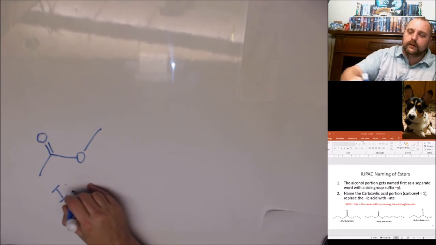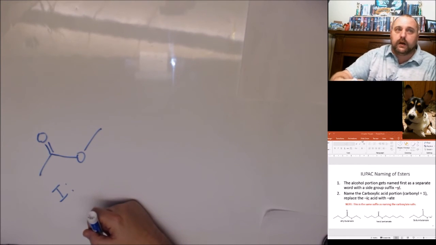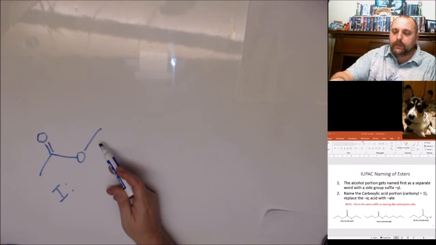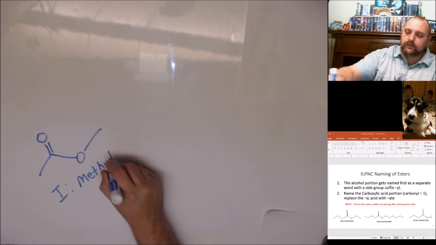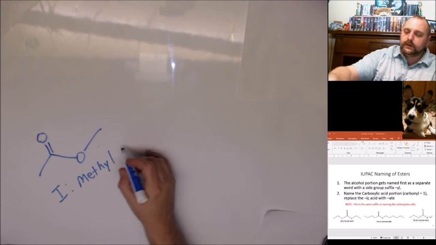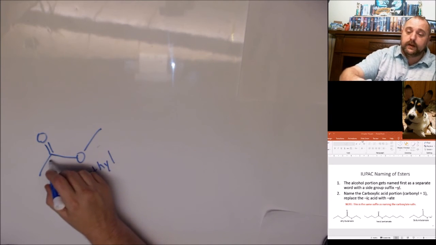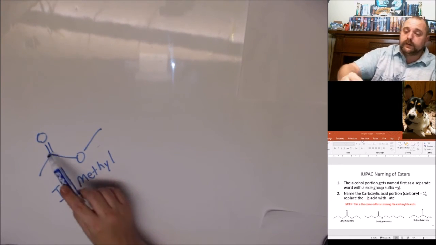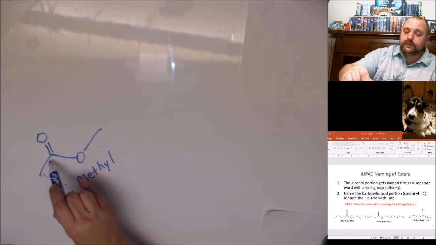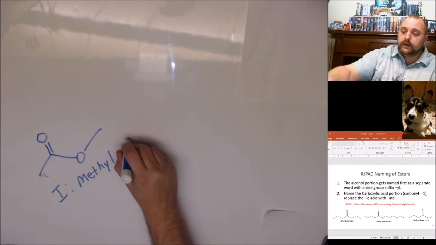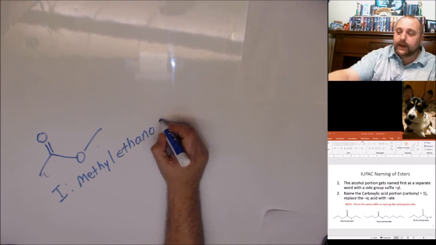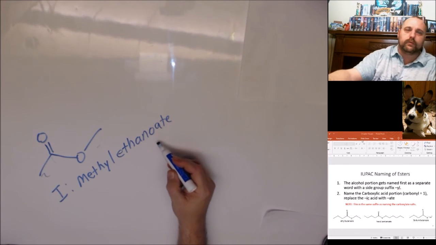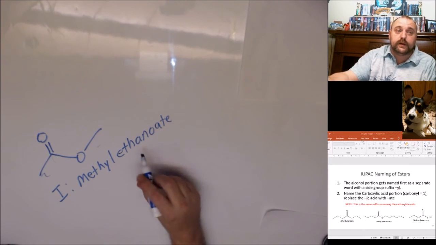IUPAC, I start with the methyl, which becomes my side group, so this is the methyl, and then a space, and then I'm going to name the acid, and so my acid 1, 2 would be ethanoic acid. Drop the ic acid and you have the ate. Notice we picked up the O in that process, so ethanoate.